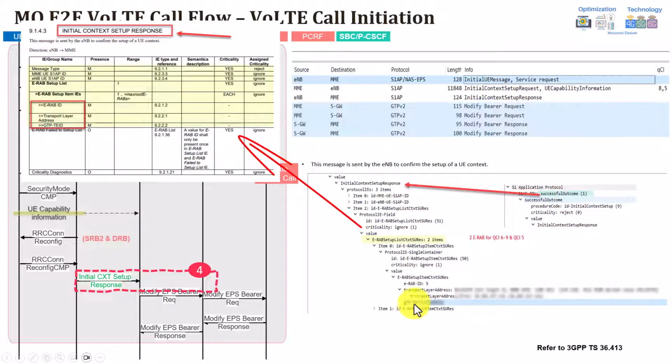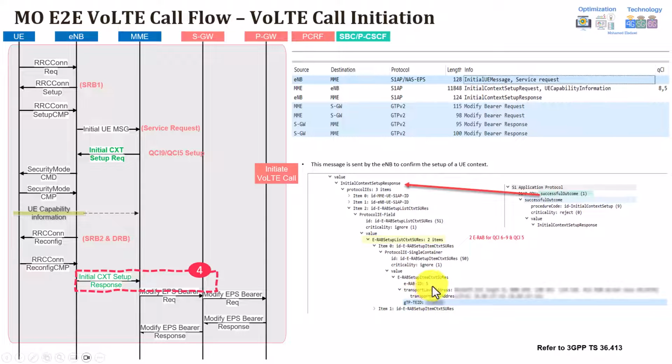If you open the other one as well, it will tell them this is my tunnel endpoint for ERAB ID 5. This is my tunnel endpoint for the eNodeB, to take this part and forward it directly to the modify bearer request. And within the modify bearer request, you can see here we have two bearers to modify, one for example ERAB ID 5 and one for ERAB ID 6, one for QCI 5 and one for the other QCI, which is QCI 9. So this is information about the initial context setup response.